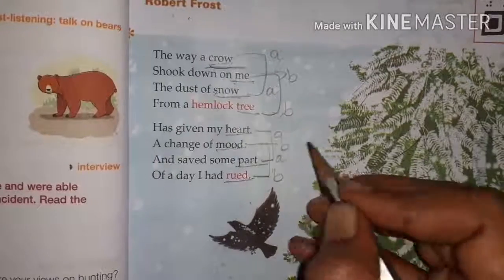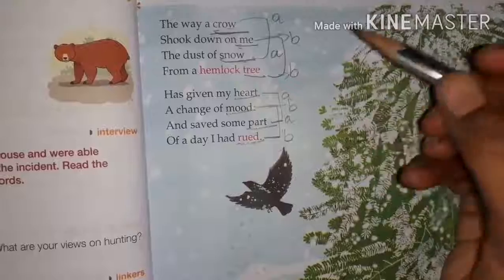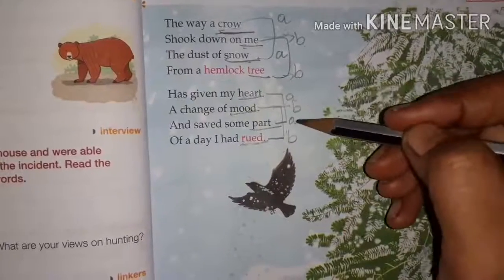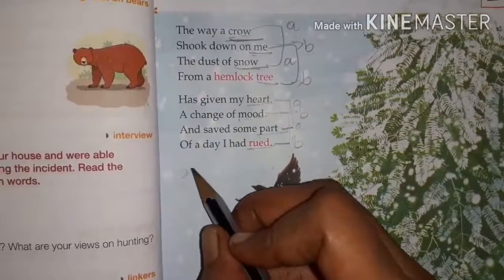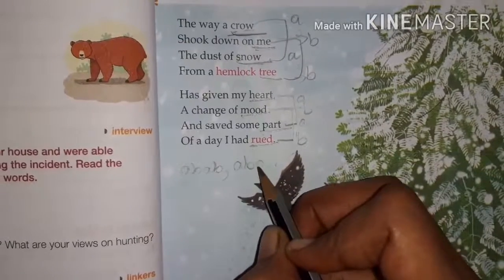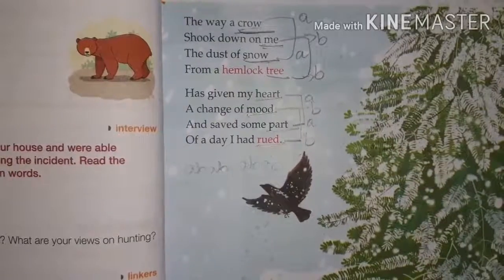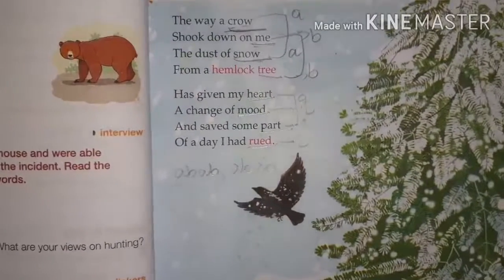Here B. So what is the rhyme scheme? A B, and second stanza A B. So first stanza rhyme scheme is A B. Second stanza rhyme scheme is A B. Okay, so they both have the same rhyme scheme.